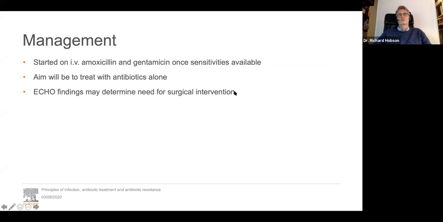You might ask the question, why bother when we've made the diagnosis by other means? But the echo is very important. First of all, it may help to confirm that the diagnosis is correct. But secondly, it may be useful to determine staging and the possible need for surgical intervention.